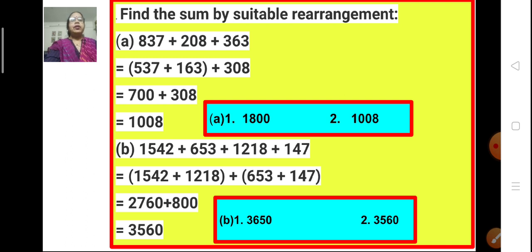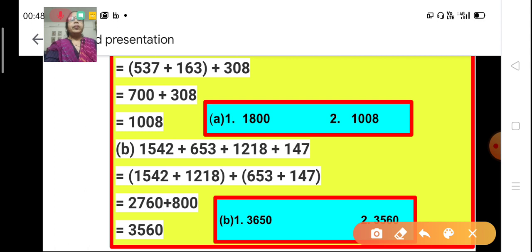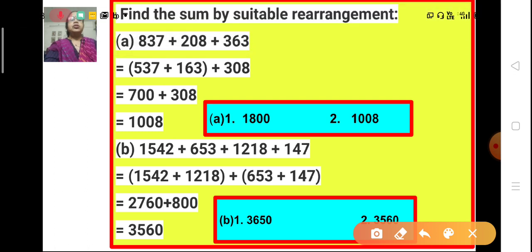So here we can see the numbers as 837 plus 208 plus 363. We can see that 7 and 3 are in ones place in the first number and third number. If we group them together, what do we get? We can get 0 in ones and tens place. So we have taken them together. This is called rearrangement. And then the addition becomes very easy.